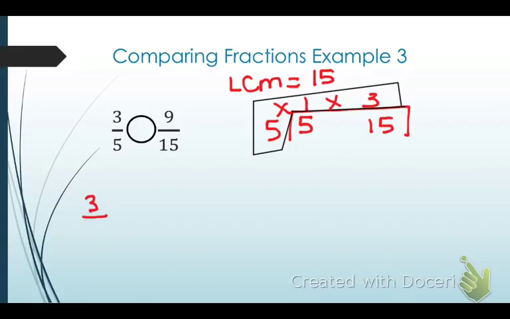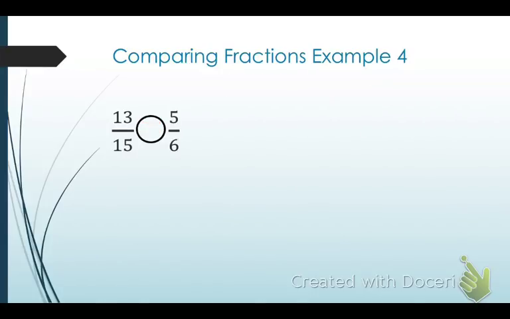So 3/5, I have to make equivalent fractions, is equal to 5 times 3 is 15, so 3 times 3 is 9. Well, the other one already has the denominator of 15, so I really don't have to do anything to it. 3/5 is the same thing as 9/15, and the other one is 9/15, so these are equal. Next example.